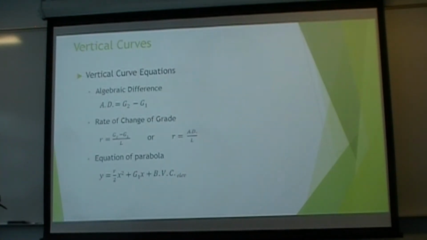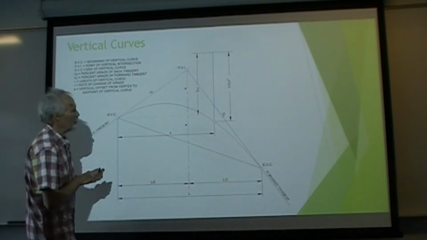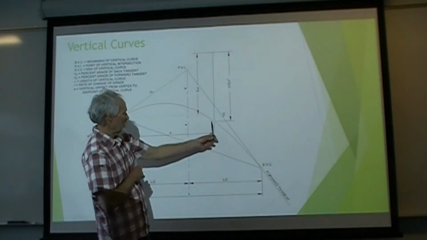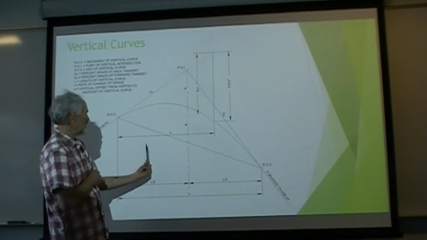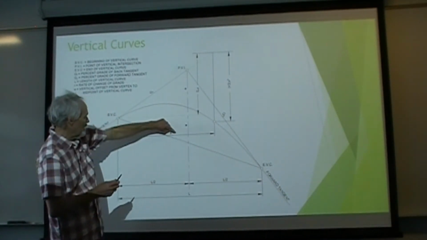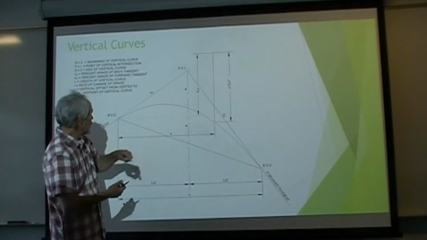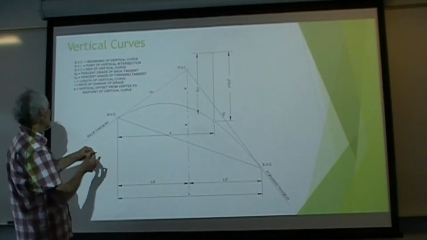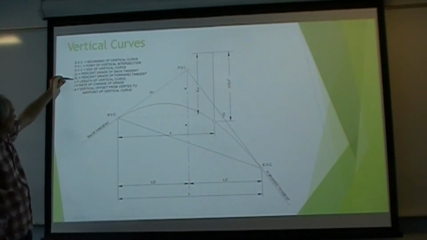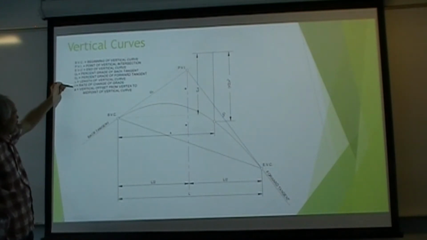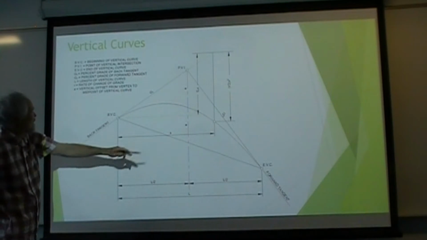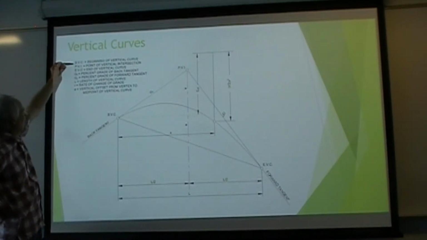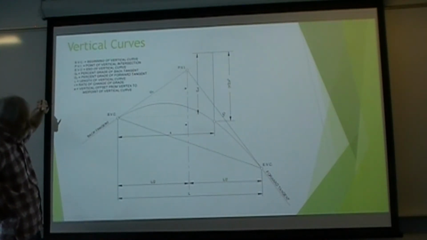If we're going to solve any point on this curve, we need to know the distance from the BVC out to that point, and that's defined as value x. One thing too as we get into this: the grades are expressed in percents, while L is expressed in stations. X is expressed in stations as well.